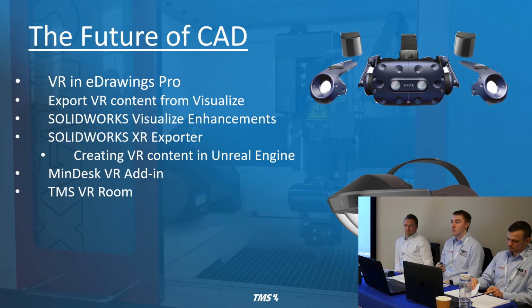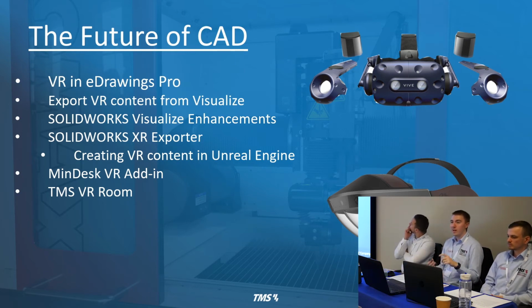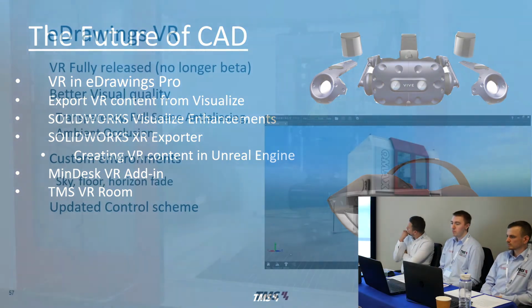So we're going to look at some enhancements to eDrawings, particularly eDrawings Professional, ways that we can export any of our existing SOLIDWORKS parts or assemblies to virtual environments, or if we want to use augmented reality instead, as well as looking at an add-in inside SOLIDWORKS referred to as Mindesk, and mentioning some of the other kind of VR capabilities in there as well.